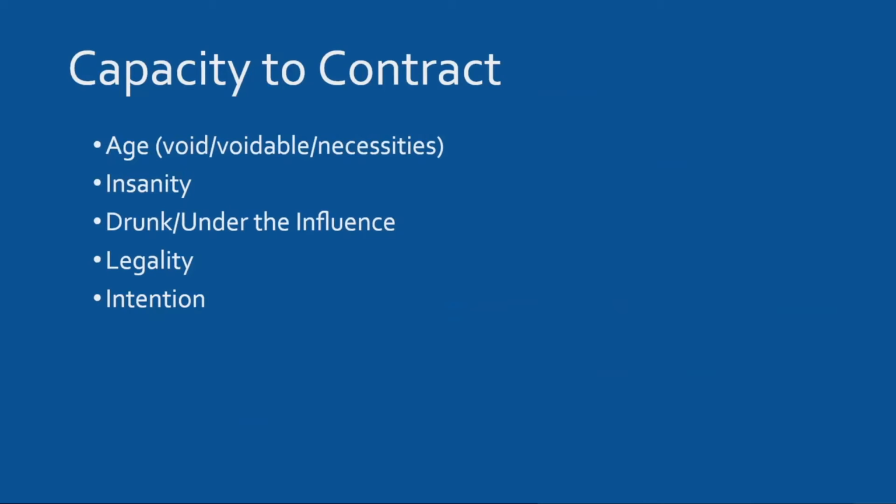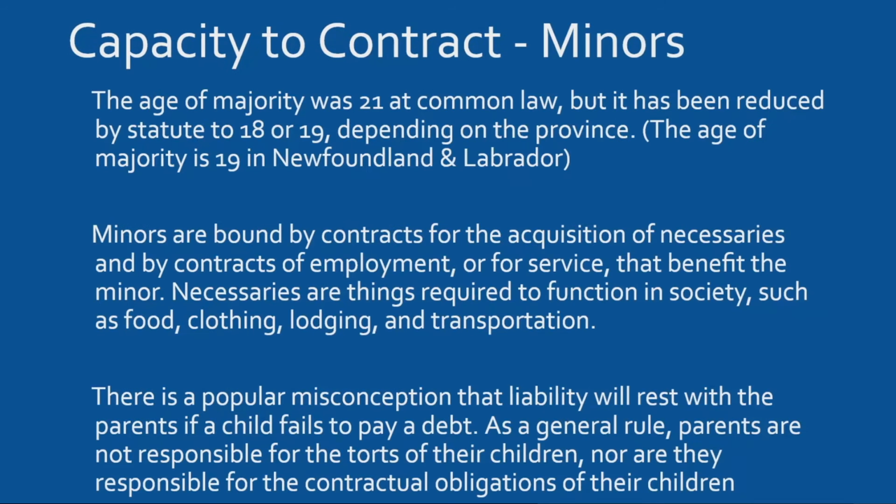The other issues that basically eliminate capacity to contract would include insanity, drunkenness, being under some form of influence, whether it's legal or not, and whether there is truly an intention to create a contract. So, we've got this capacity for minors, let's say 19 in Newfoundland. Minors are bound by contracts for the acquisition of necessities, that's important to know, and by contracts of employment or for service that benefit the minor. Necessaries are things required to function in our society, such as food, clothing, lodging, and transportation. There's a popular misconception that the liability will rest with the parents if the child fails to pay the debt. As a general rule, parents are not responsible for the debts of their children.